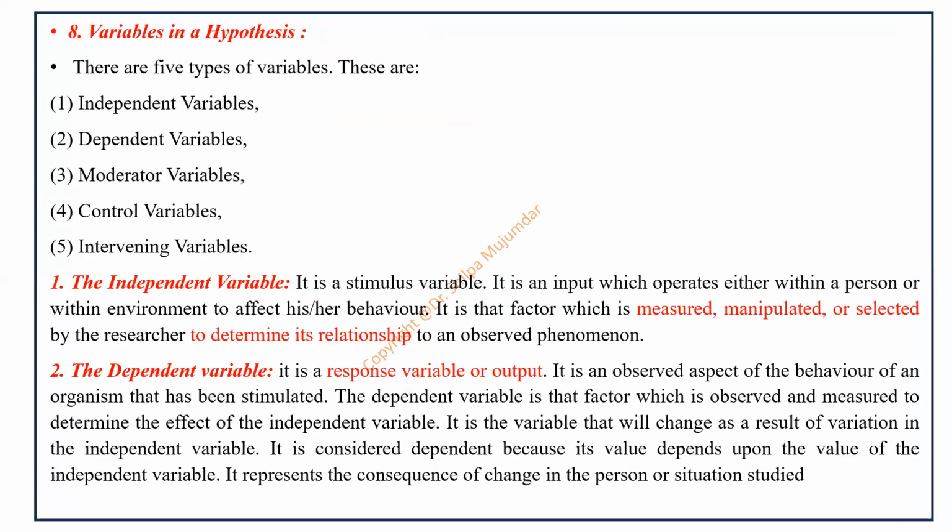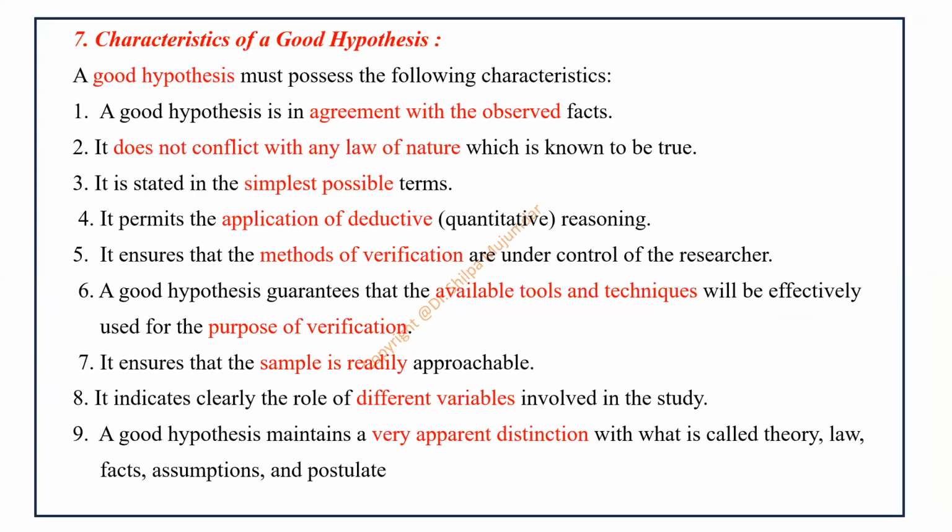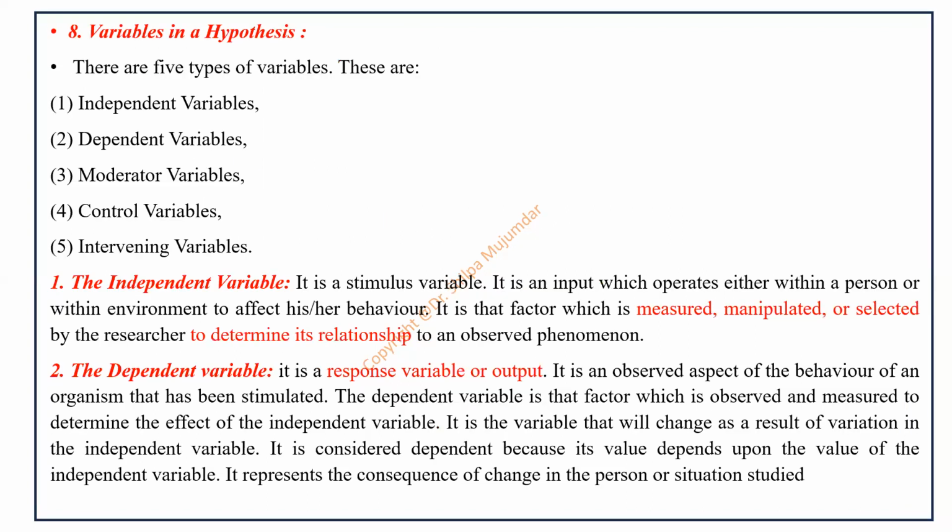Then what are the variables in hypothesis? As we have seen, it must have some variables whenever a research has to be done. So how many variables should be there? There are 5 types of variables: independent variables, dependent variables, moderator variables, control variables, and intervening variables. We will see each one by one.